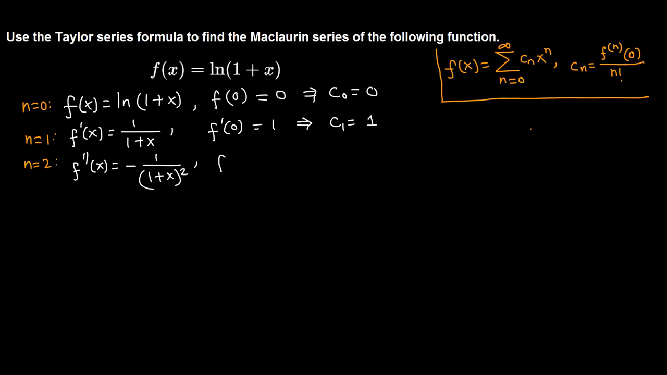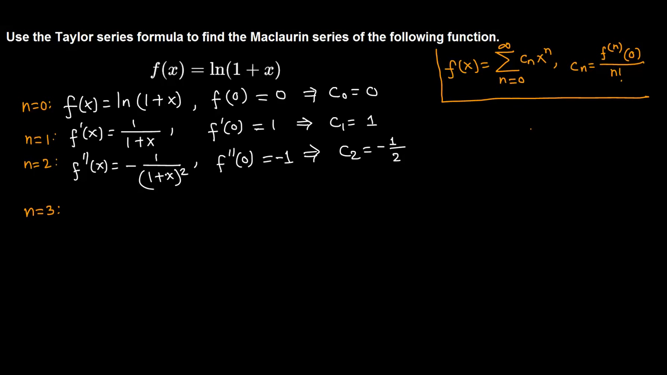That means we can find the second derivative. We can evaluate the second derivative at the center 0, which is replace x by 0, 1 squared is 1, 1 over 1, so negative 1. That implies our c2 will be this negative 1 divided by 2 factorial, which is 2. Okay, that's related to n equals 2, so now n equals 3.